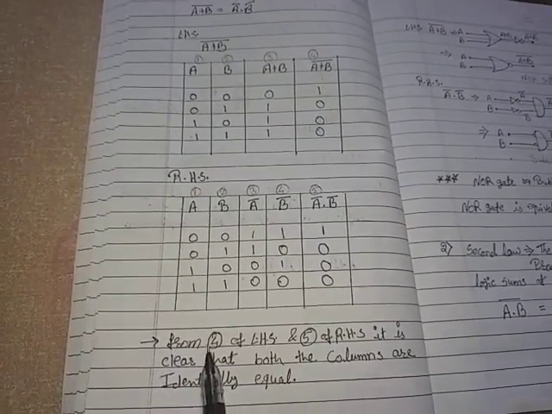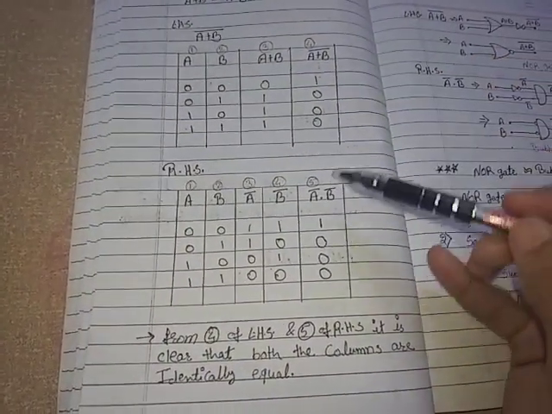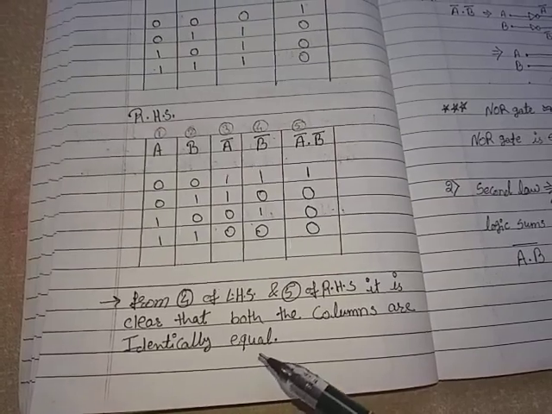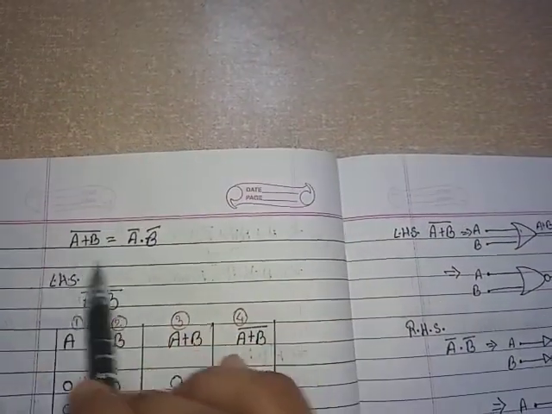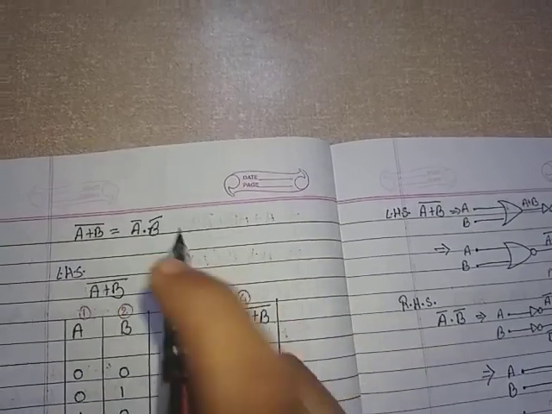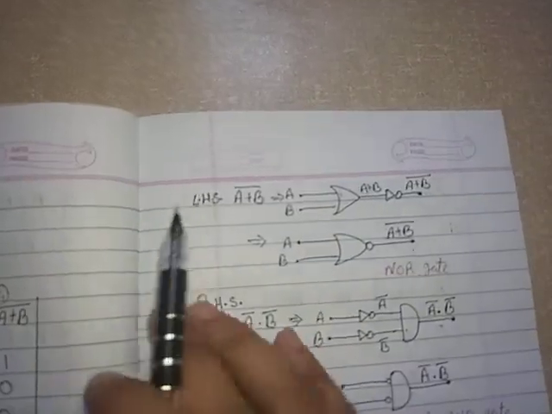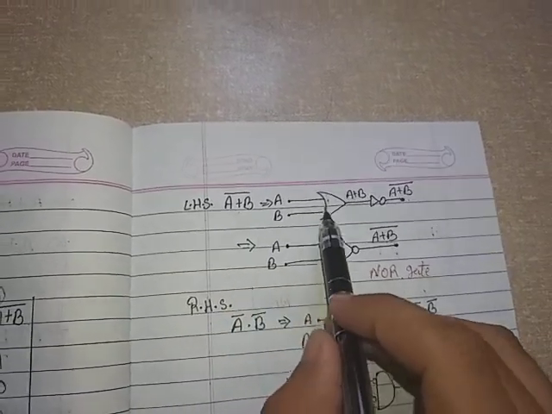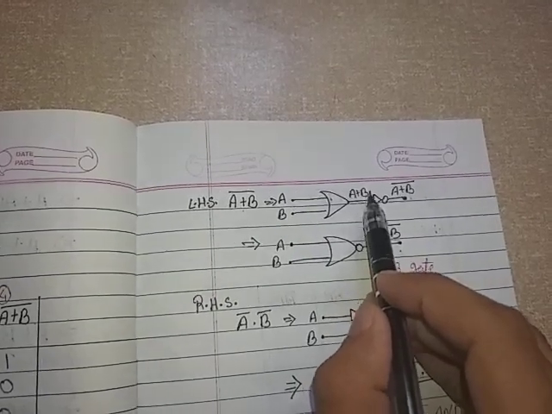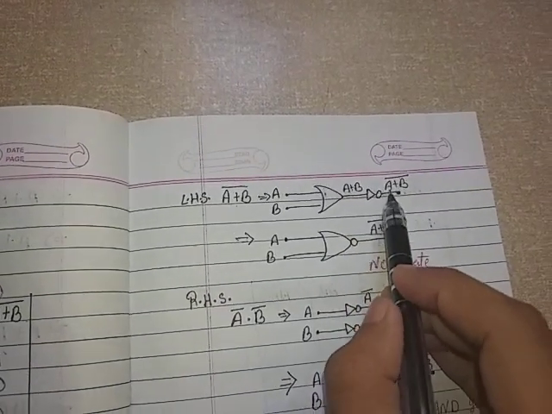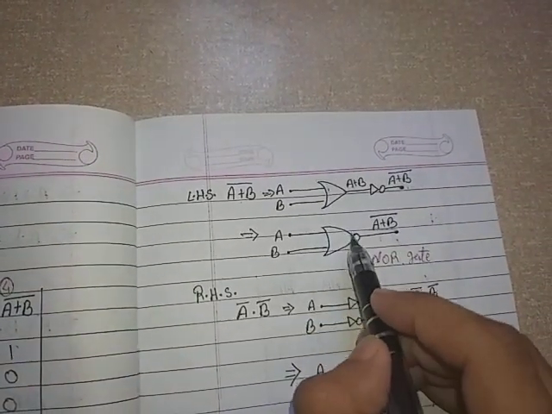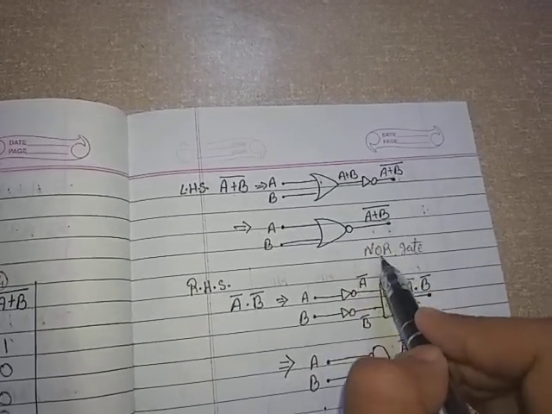So from the above tables we can say that the 4th column of LHS and the 5th column of RHS, it is clear that both the columns are identically equal. Hence the first theorem or first law is proved. Now if we draw the diagram for this, on the LHS we have a plus b to the whole bar. So first we will pass a and b through OR gate. So we will get a plus b, and then this output is passed through NOT gate. We will get a plus b bar, or simply we can put NOR gate. A b passes through NOR gate, we will get a plus b to the whole bar.